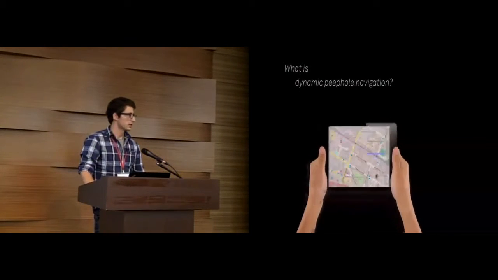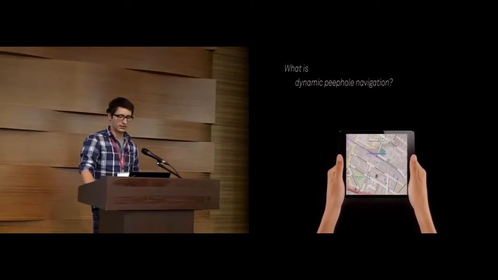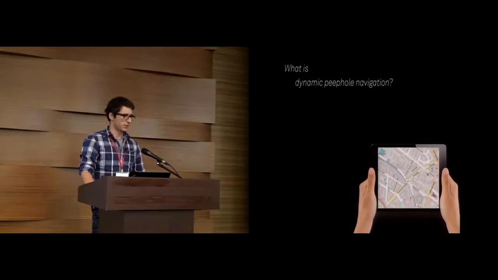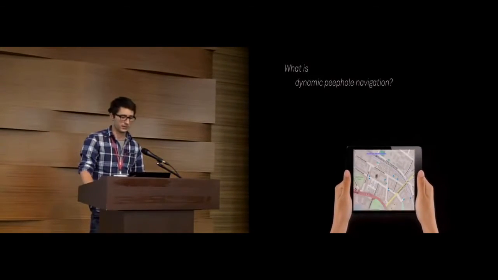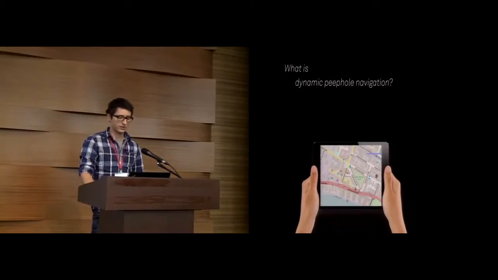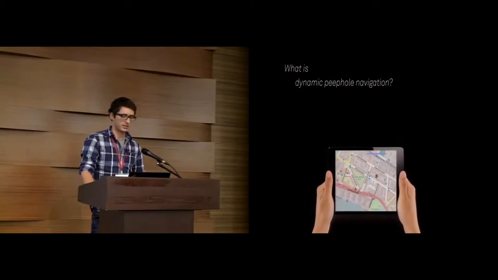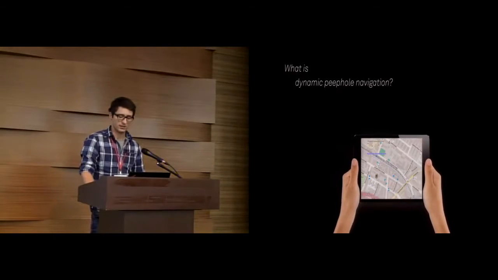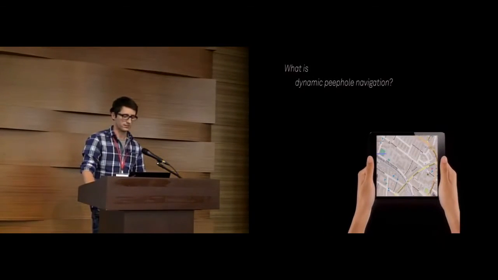In dynamic peephole navigation, a spatially aware display, such as the tablet here, serves as a peephole to a large information space, like a map, for instance. And the user physically moves the peephole to off-screen content as if it were situated in physical space.